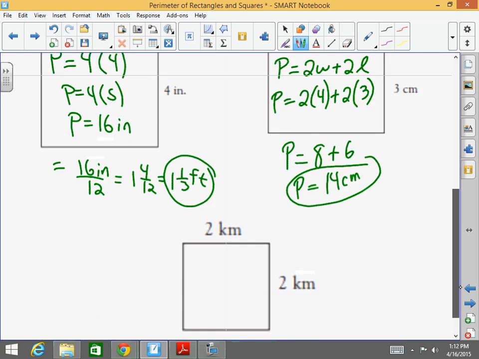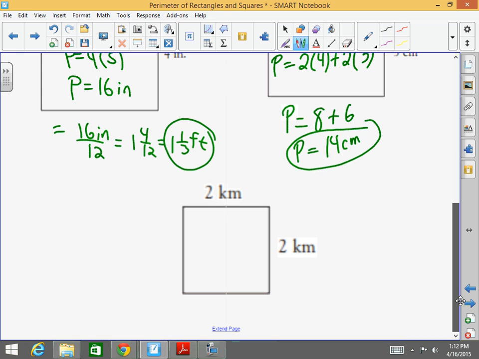And last but not least, what kind of a figure do I have here? How do I know it's a square? All sides are the same. Very good. So what is the formula for the perimeter of a square? 4 times S. Very good. So what is the perimeter here? 4 times 2. Very good. So the perimeter equals 8 what? Kilometers. Very good. Does that make sense, gentlemen?